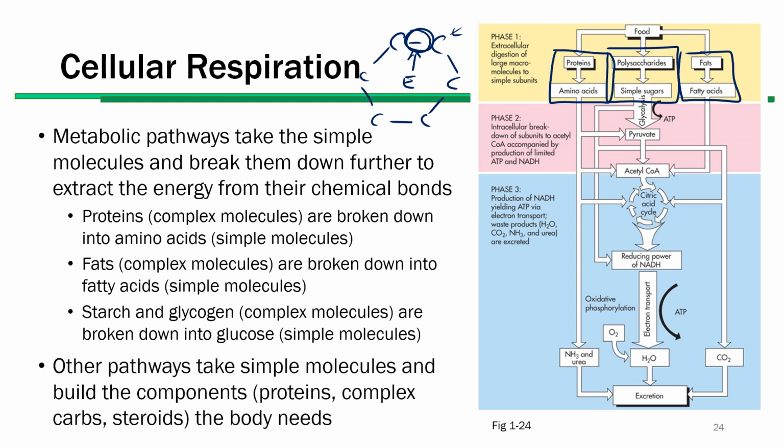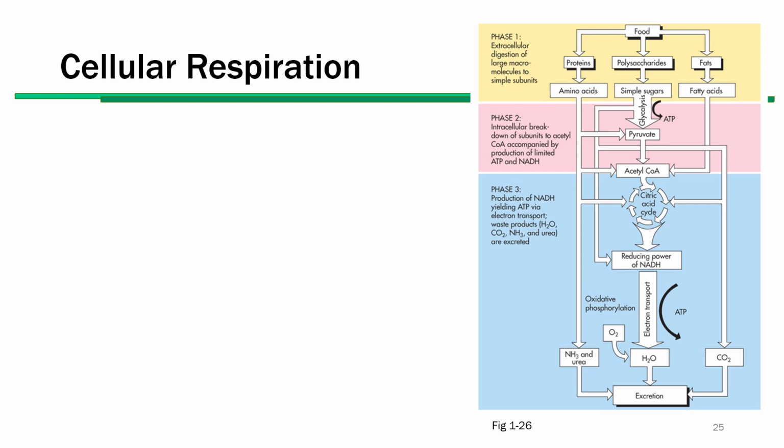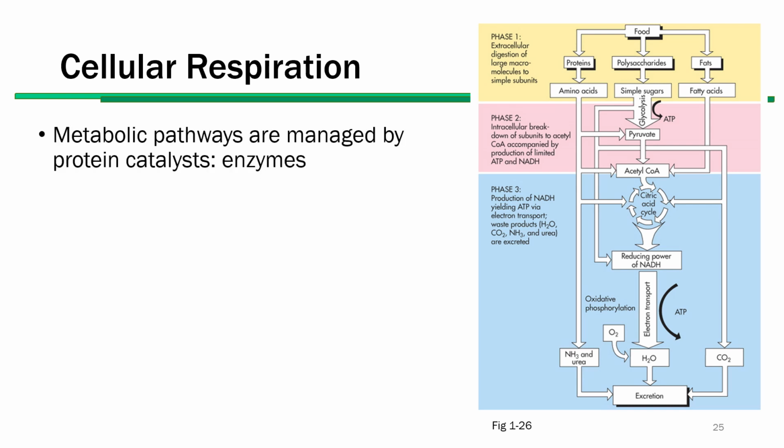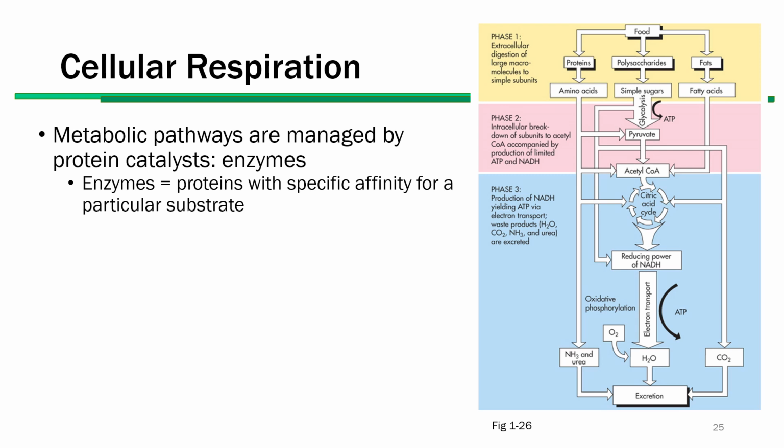Other pathways then would take these simple molecules and build them back up into things the body needs, and those would be anabolic pathways. Metabolic pathways are managed by protein catalysts called enzymes. Enzymes are proteins with a specific affinity for a particular substrate, and each pathway will have many, many enzymes.